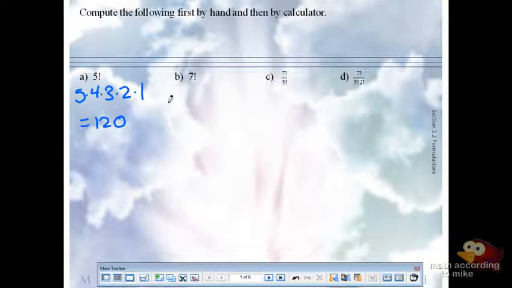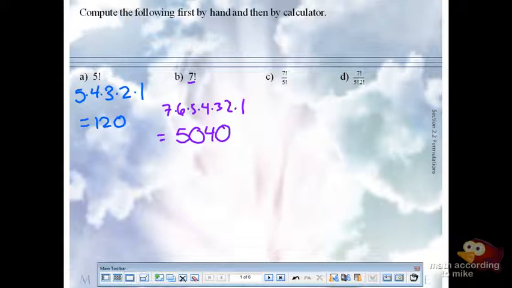And 7 factorial would be 7 times 6 times 5 times 4 times 3 times 2 times 1. So you start with that number and count down until you get to 1 and multiply all those digits in between. You get 5040, which is a good year.